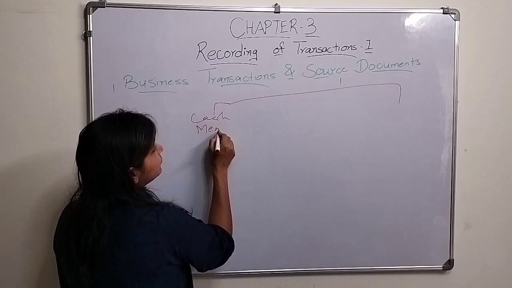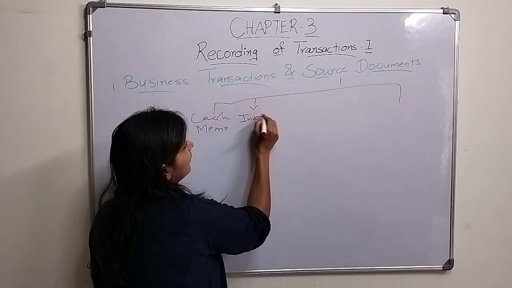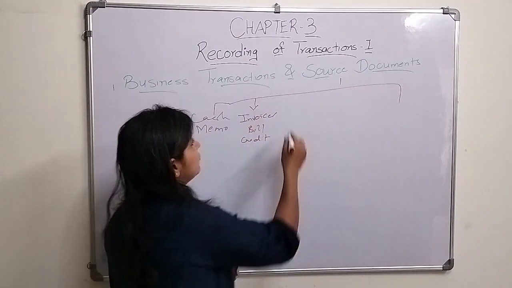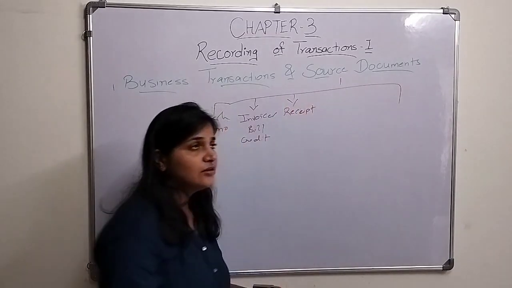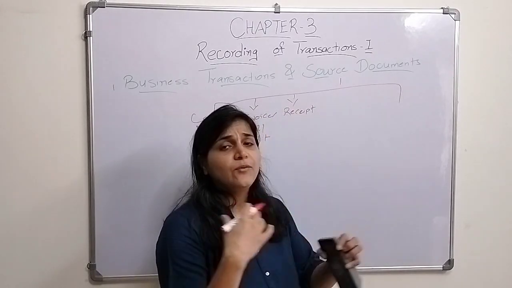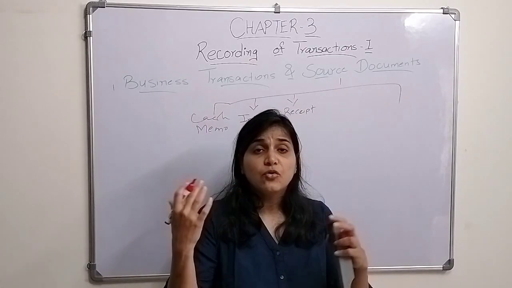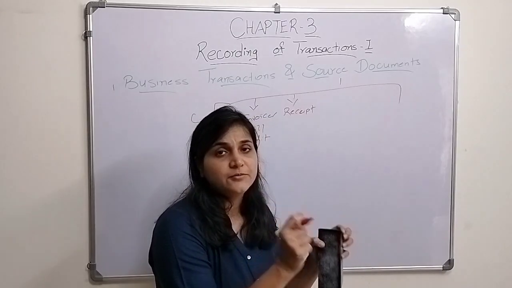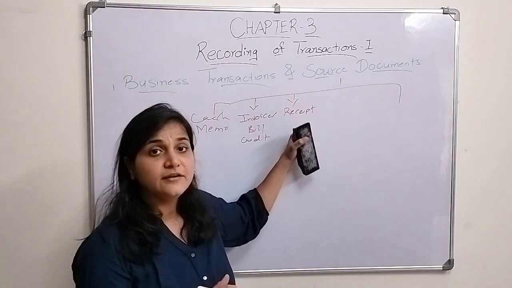cash memo, if the transaction has happened in cash. There could be an invoice or bill if the transaction is on credit. If you have received a receipt for the payment of the transaction, like you have seen so many times, when you make a payment for your school fees, tuition fees, or when you park your vehicle and get a 10 rupee receipt, that is a proof, that is an evidence, that is called a receipt.